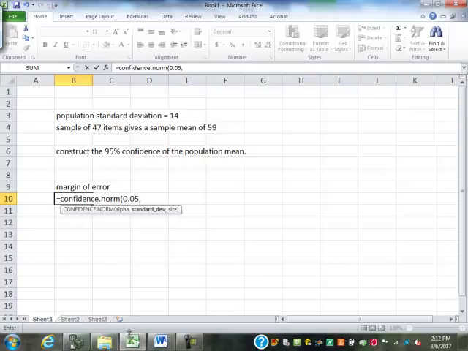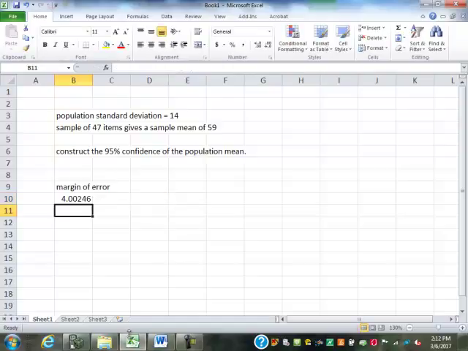Standard deviation, this is our population standard deviation of 14, and our sample size of 47. Notice it does not ask for the sample mean because we're just getting the margin of error. The sample mean does not affect the margin of error. It affects the center of our confidence interval. So we get a margin of error there of 4.00246.